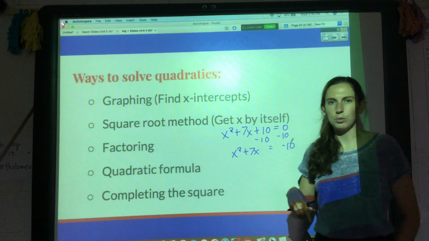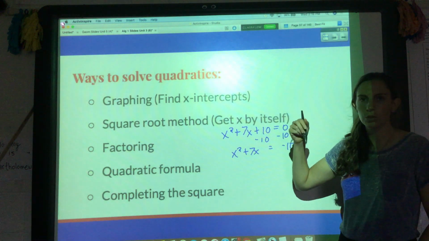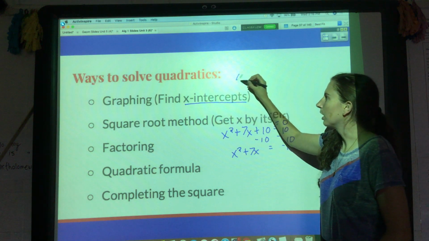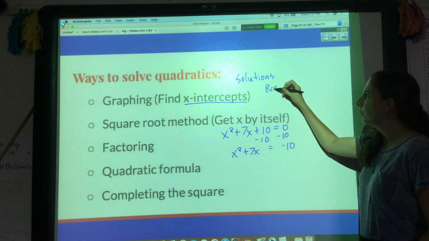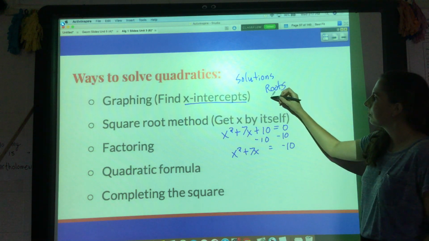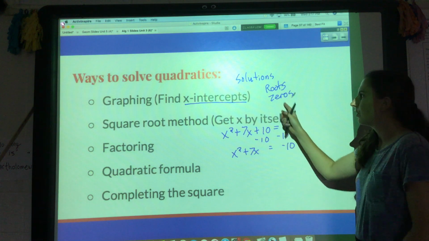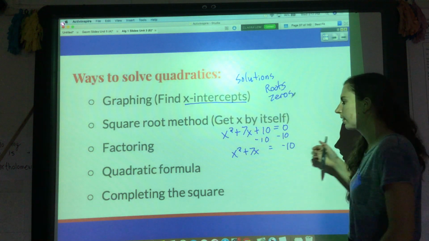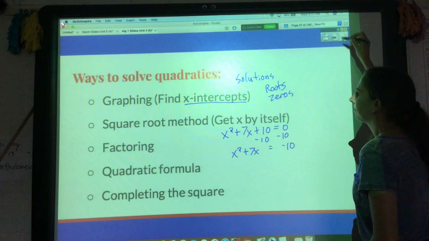Factoring is actually a great way to figure out the solutions. I do want to remind you the solutions to a quadratic have lots of names. They're sometimes called the x-intercept or solution. Sometimes they're called roots because you take the square root. Sometimes they're called zeros because it's where it equals 0. So if you see any of those words, remember that means the solutions to the quadratic. There's usually two, sometimes one or even none.